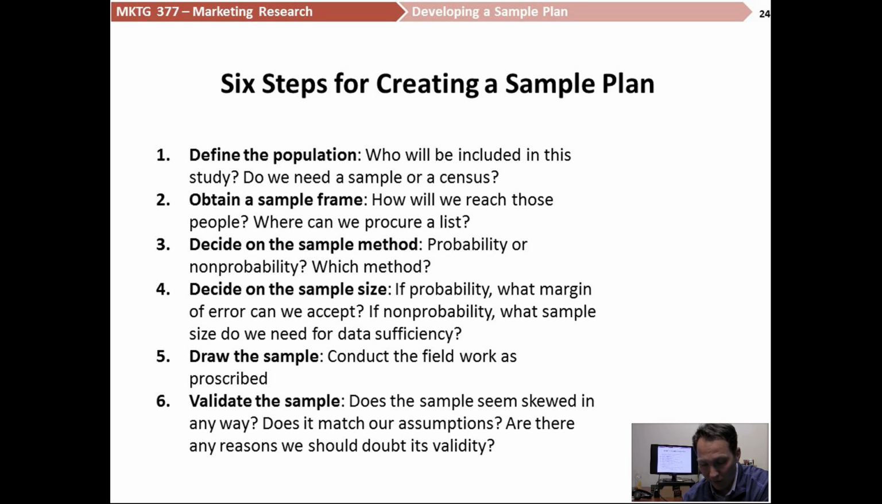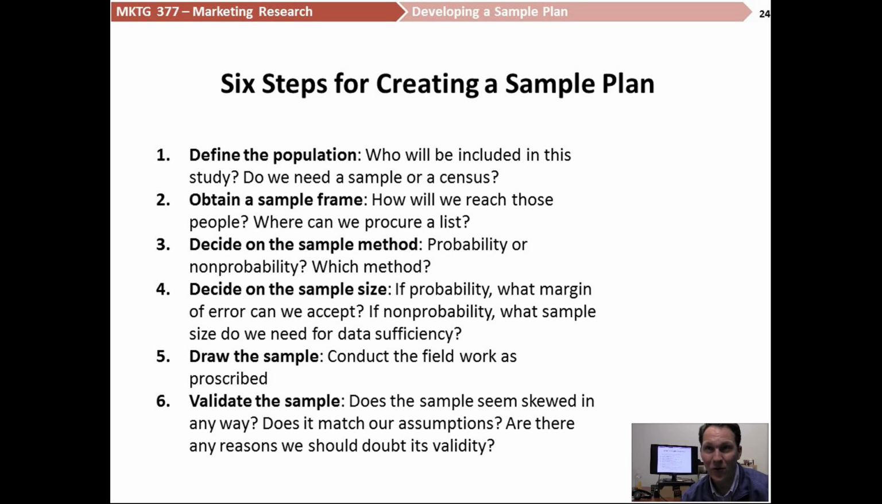Then you'll go out and actually draw your sample, conduct the field work, and then you'll validate your sample, which is where you're measuring what you got in your actual sample versus the population statistics that were known prior to conducting the study. So did you, for example, set out to get 50% men and 50% women, and you got 70% women and 30% men? If so, you may need to go out and conduct some additional field work to bring things in line. So validating the sample is an important step. Unfortunately, it doesn't get done nearly enough, but it is important.